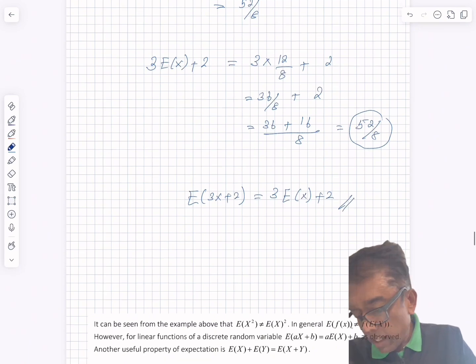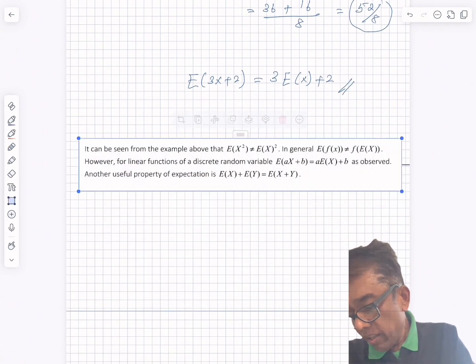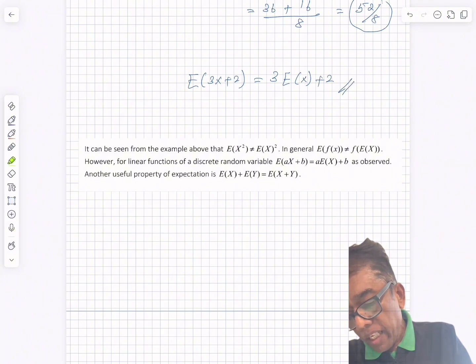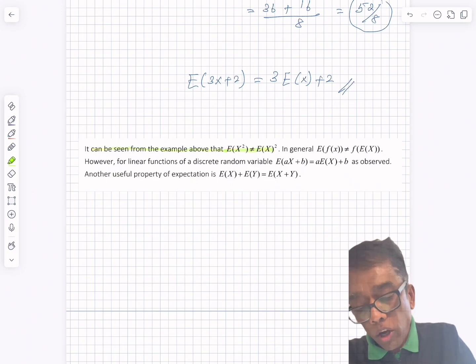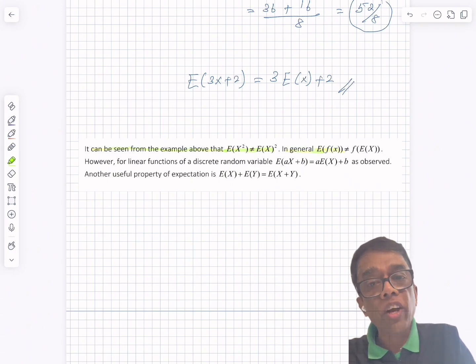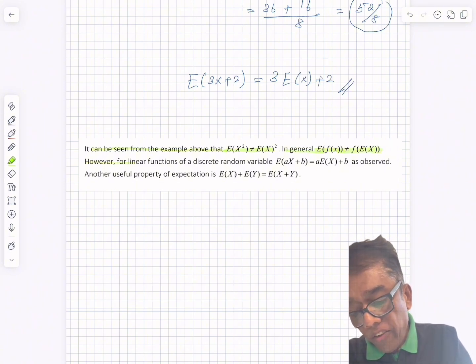Now we can summarize what we had done earlier. Here it can be seen from the example above, E of X squared is not equal to E of X whole squared. In general, E of f of X is not f of E of X. However, for a linear function, E of aX plus b can be written as a times EX plus b.